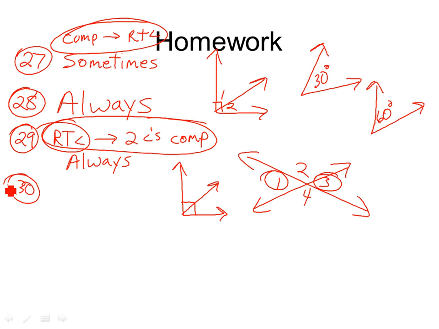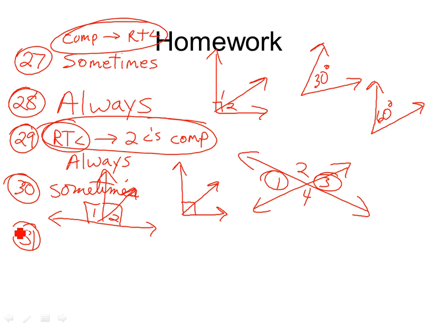Number 30, two angles that form a linear pair are blank congruent. If I got a linear pair here, are those two angles going to be congruent sometimes, always, or never? Sometimes. What would they have to be? Straight up. So if it went straight up and they were both 90, so that one's sometimes. 31. Two angles that are supplementary are congruent. Same idea on that one. Sometimes. What kind of angles would they have to be? Right angles, 90 degrees again.